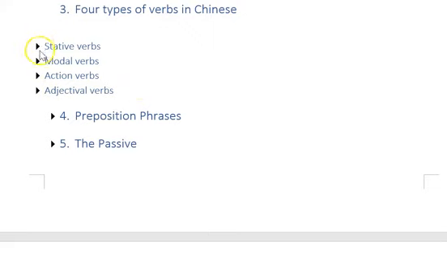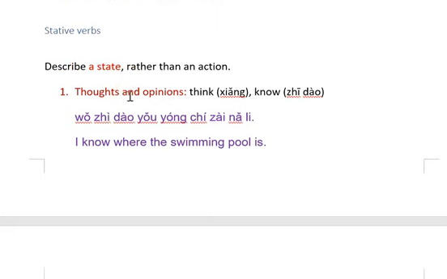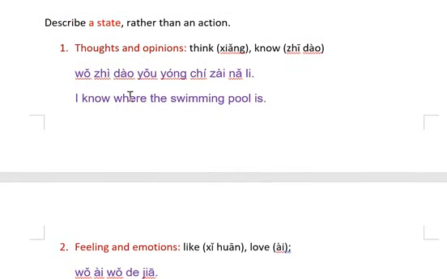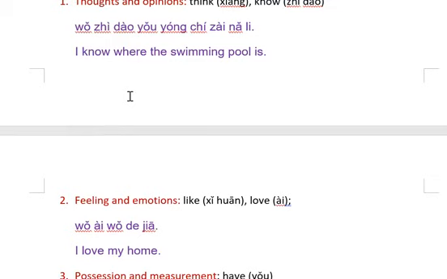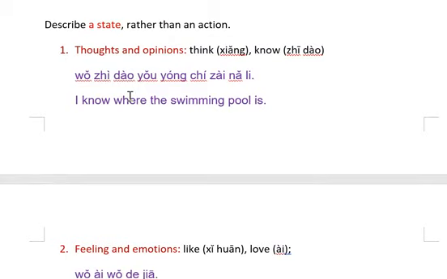Firstly, let's have a look at the 3 verbs. As the name suggests, a stative verb is a verb that lacks movement. It's static. It is a verb used to describe people's opinions, thoughts, feelings, emotions, and also positions and measurements. So let's have a look at some examples of stative verbs.